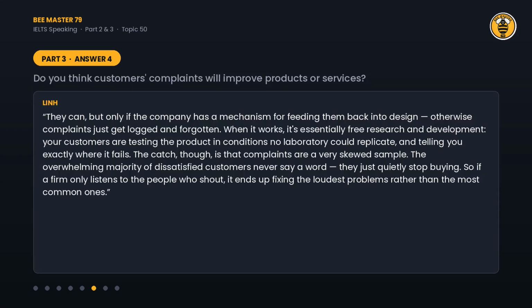They can, but only if the company has a mechanism for feeding them back into design. Otherwise, complaints just get logged and forgotten. When it works, it's essentially free research and development. Your customers are testing the product in conditions no laboratory could replicate and telling you exactly where it fails.